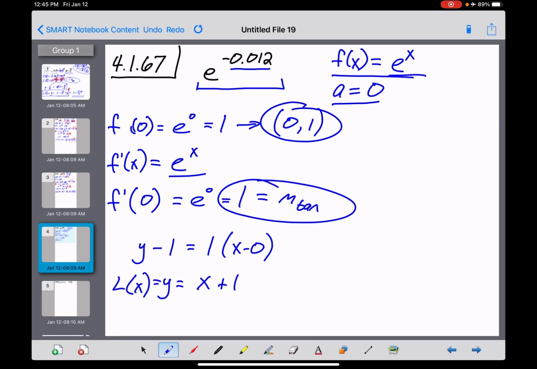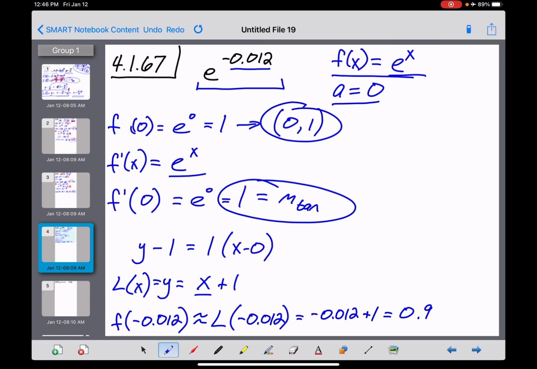So I think I can fit all this on one spot right here. What we really want to know is, what is the value of f of negative 0.012? And that value should be very close to the value of L of negative 0.012. So we're just going to put that in for x, negative 0.012, and add a 1 to that. And that should get us a value of 0.988, if I'm not mistaken, and that should be our answer.